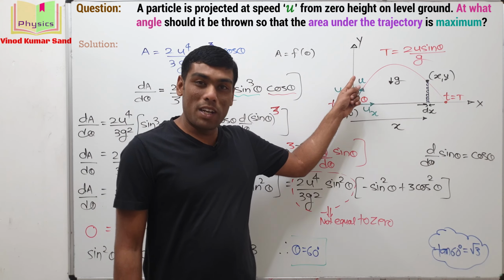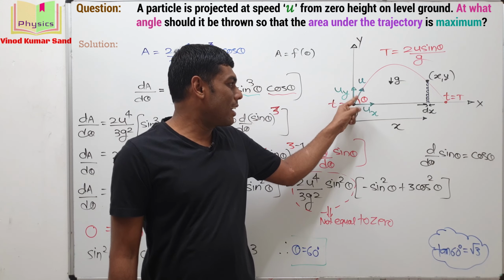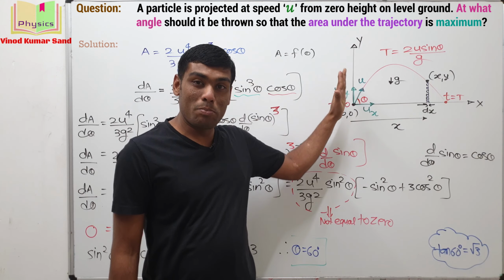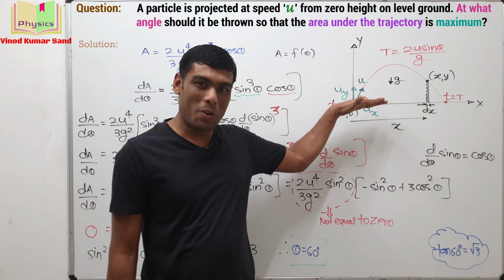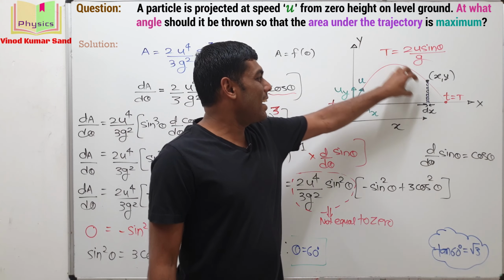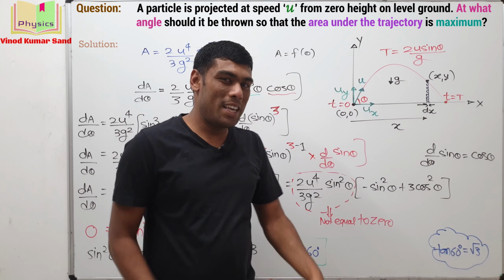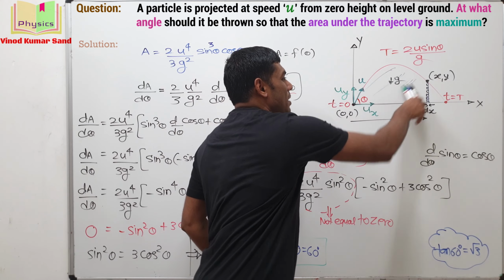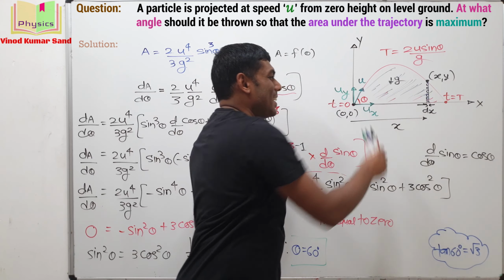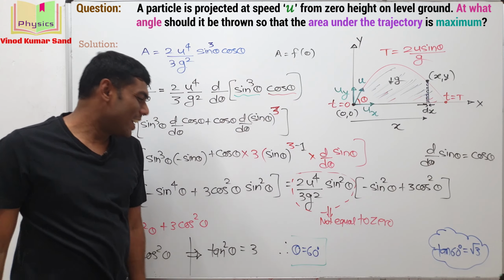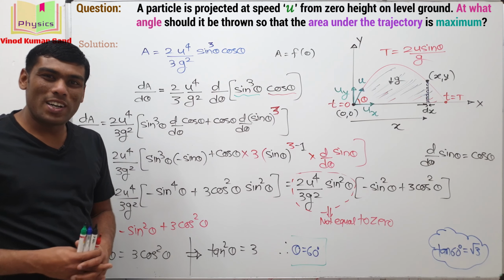For the given speed u, if the particle is projected making an angle of 60 degree with the horizontal, then the area under this trajectory will be maximum. This area will be maximum. Got it? I hope you enjoyed this result.